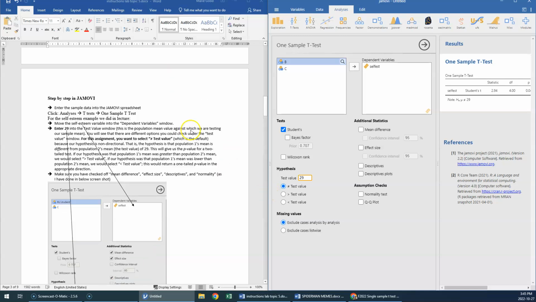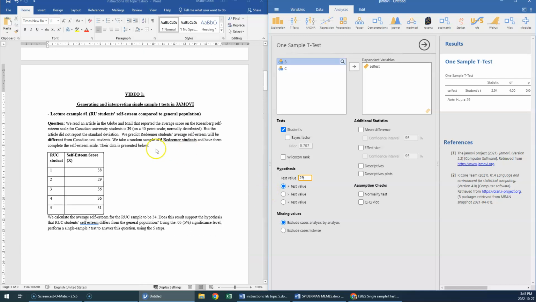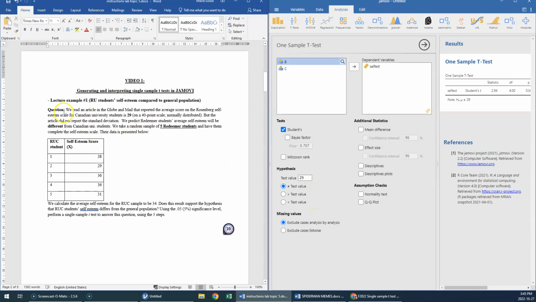For what we're doing here, let's kind of remind ourselves. Let's go back up and look at this. So we are predicting that Redeemer students' average self-esteem will be different from Canadian university students. So that is our hint that this is a non-directional test. Okay, it's a non-directional hypothesis rather, which means we'll have a two-tailed test.